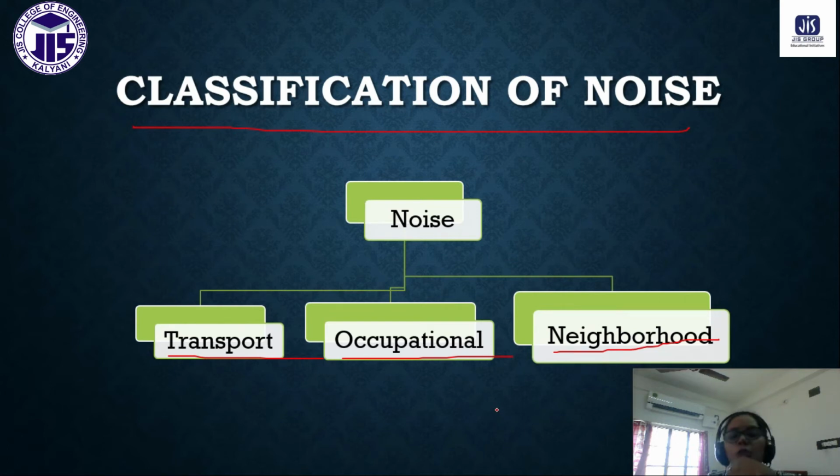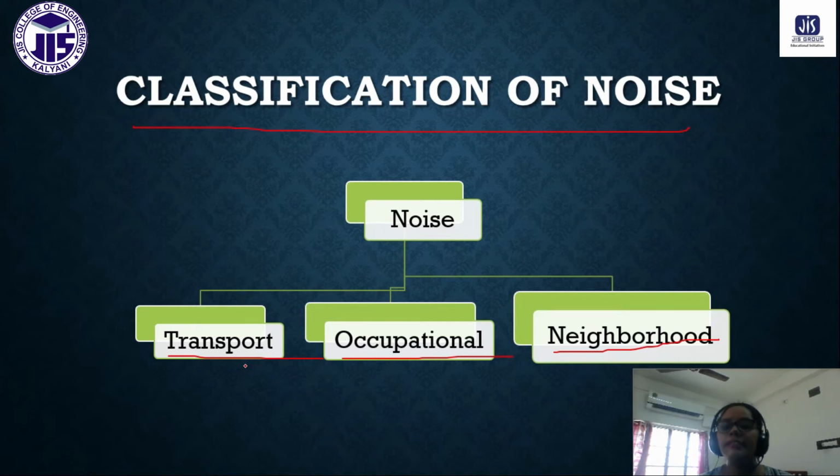Transport noise, occupational noise, and neighborhood noise. These are the three types of noise that we have. Now, transport noise. What is transport noise? Again, it is of three types: road traffic noise, railway traffic noise, and aircraft noise.